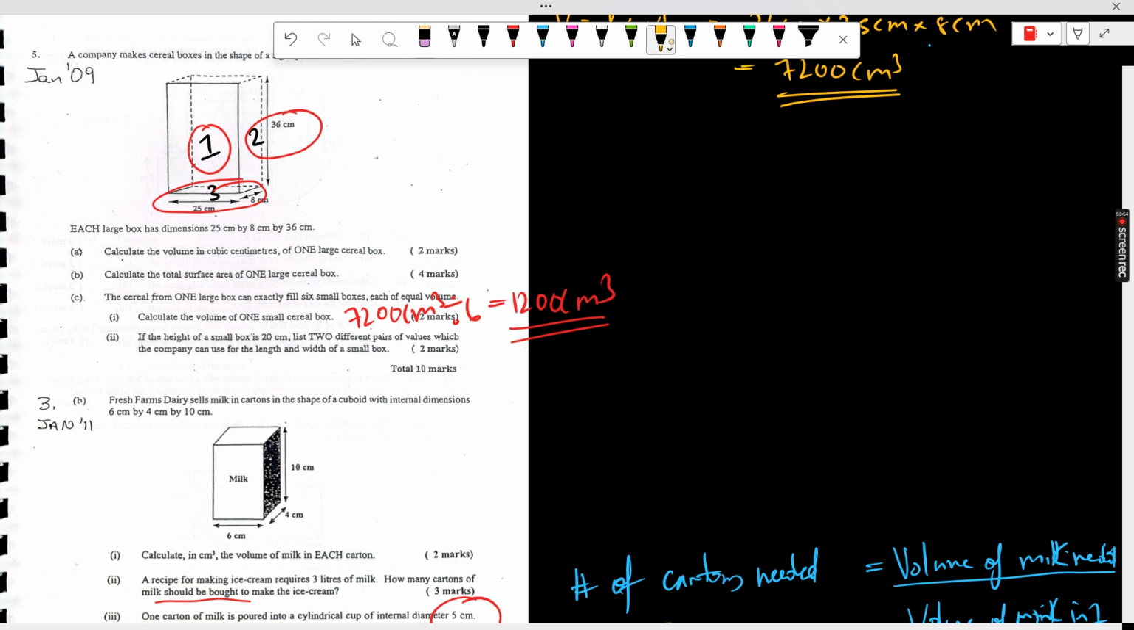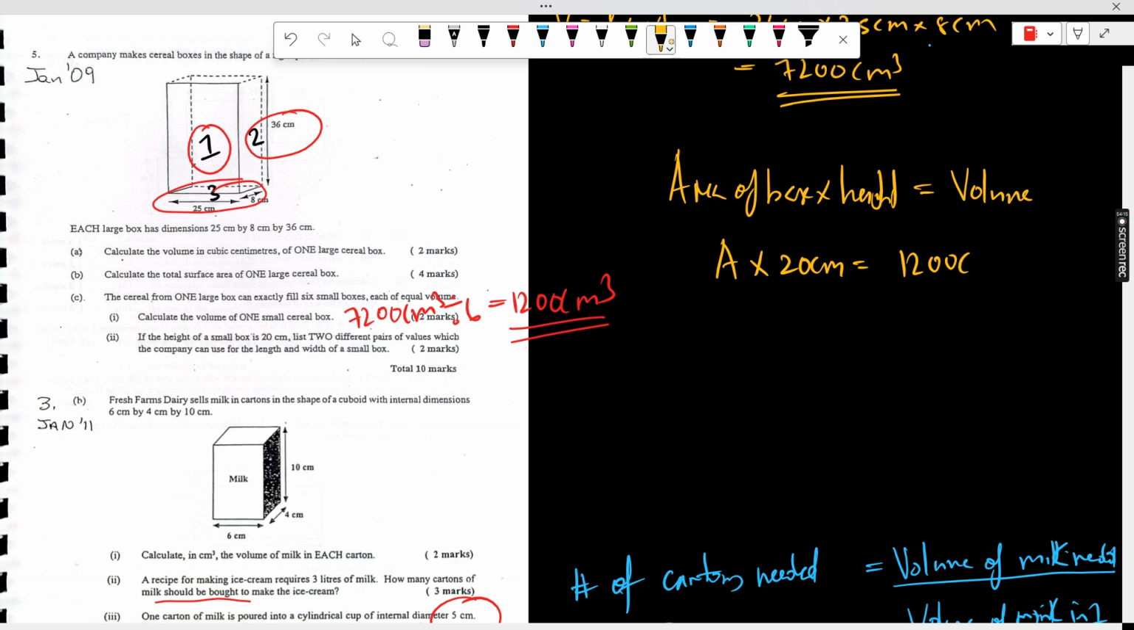Right? So we're going to say that the area of the base times the height, of course, is equal to the volume. Right? So the area of the base is A, and the height is actually 20 centimeters. And that is going to give us 1,200 centimeters cubed. So if we divide both sides by 20, we'll get the area. And so A would be equal to, what's that?